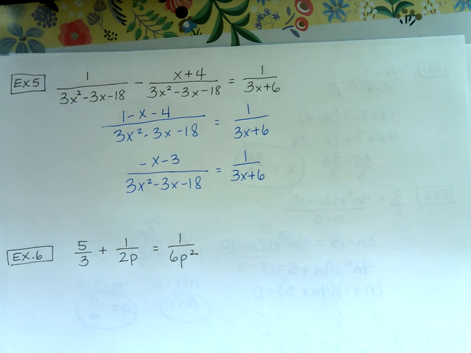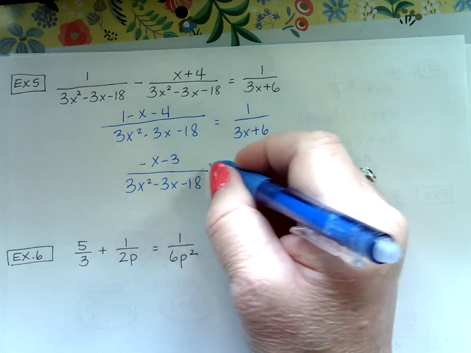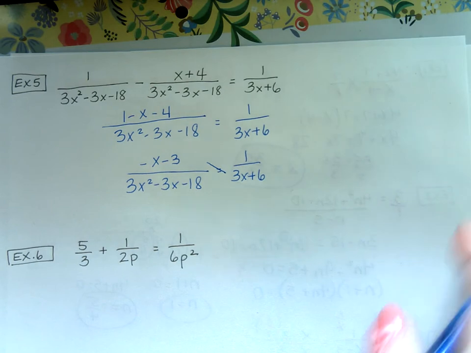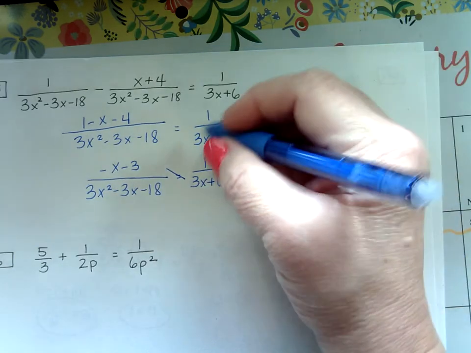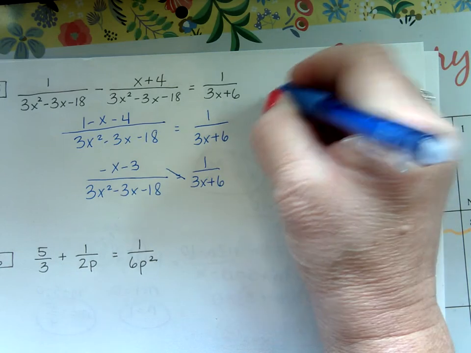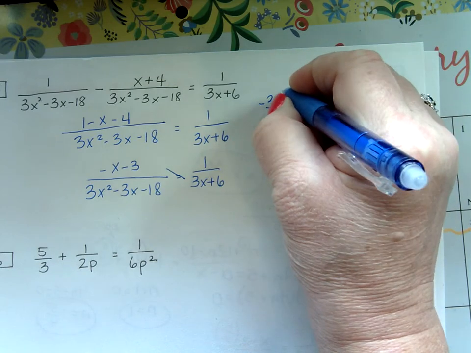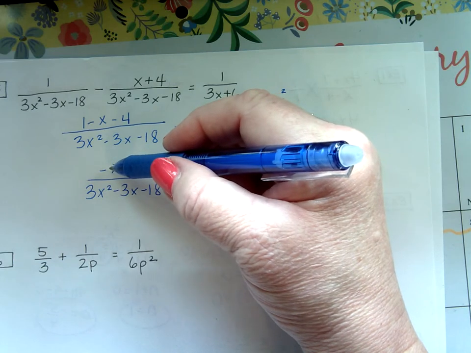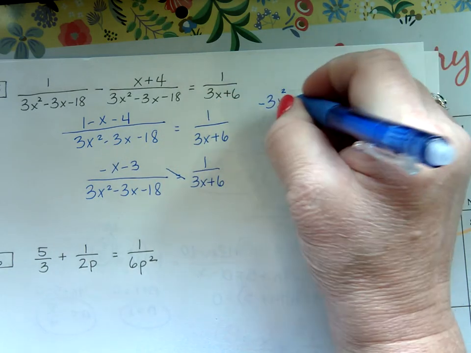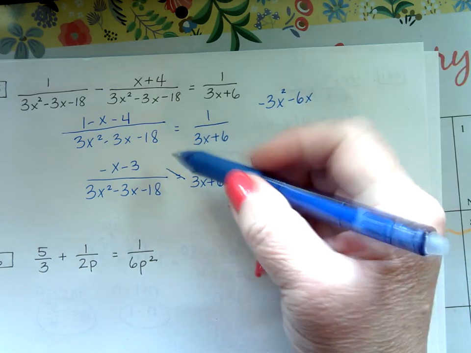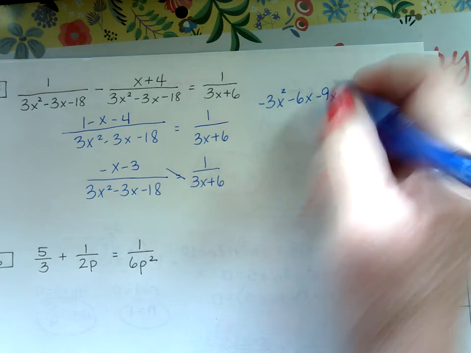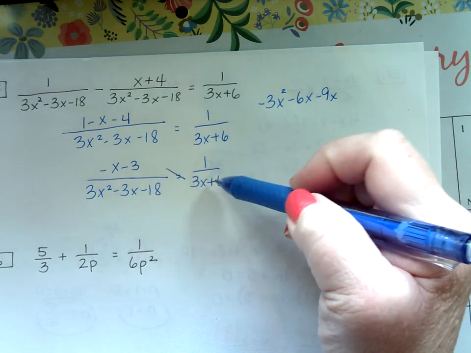And again, because I have single fraction equaling single fraction, I'm allowed to cross multiply, and that's what I'm going to do. So negative, and this is going to require me to FOIL, so I'm going to come off to the right here so I have some space. If I FOIL negative x times 3x, that's a negative 3x squared. Outers: negative x times 6 is a negative 6x. Inners: negative 3 times positive 3x is a negative 9x. And last, negative 3 times positive 6 is a negative 18.